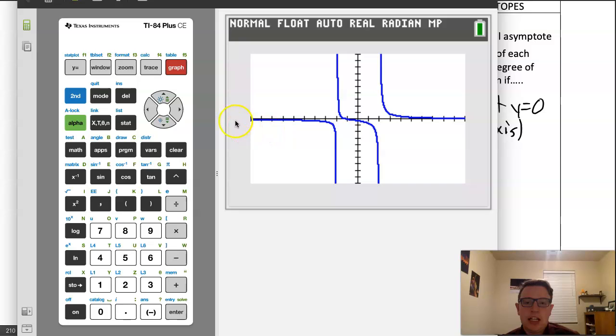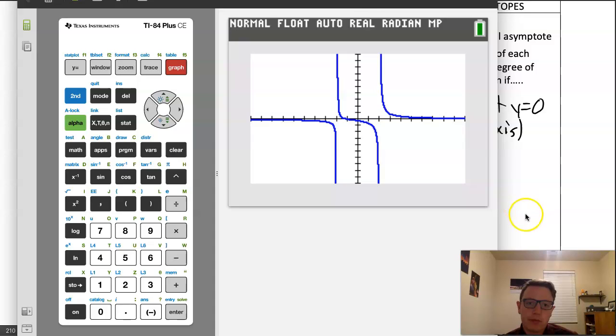Now as we see, our graph has points that get close to y is equal to 0, but as we go out towards infinity either way, they never touch. That's what it means when it says that our degree will determine that we have a horizontal asymptote at y is equal to 0.